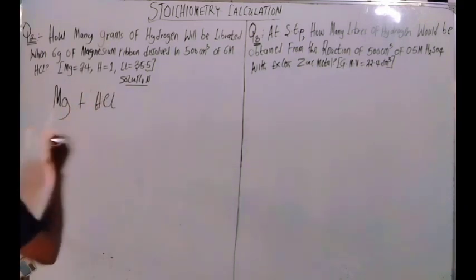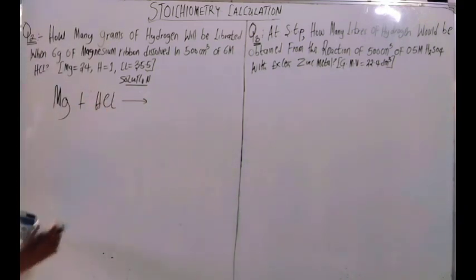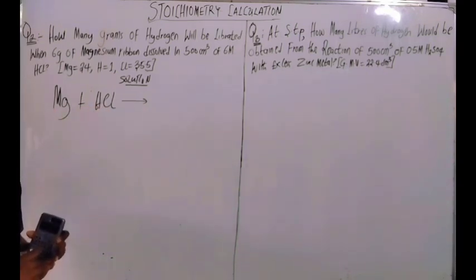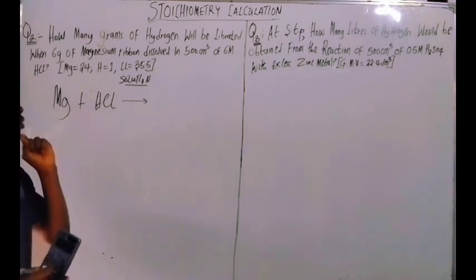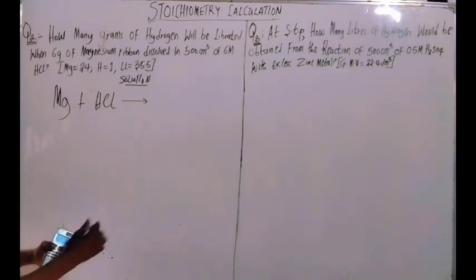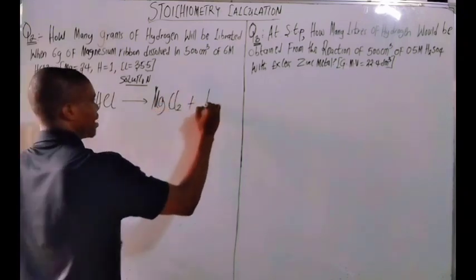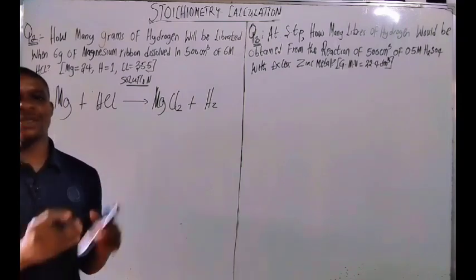HCl. Now what happens here? A displacement reaction will occur here. Magnesium will displace hydrogen. So you have to get MgCl2 plus H2.